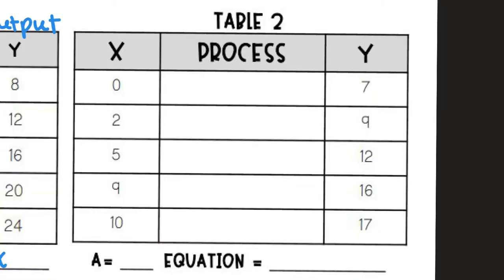Here I'm looking at table 2, and I see that my input, or my x, is starting at 0, and my output, or my y, is starting at 7. So I have to think, can I multiply anything times 0 to get 7? And I know that I can't, so I know that I need to add. So to get from 0 to 7 by adding, I'm doing 0 plus 7. To get my next set, I'm going to do 2 plus the same amount, 7, and that should give me my output, 9. So 2 plus 7 is 9, so that works.